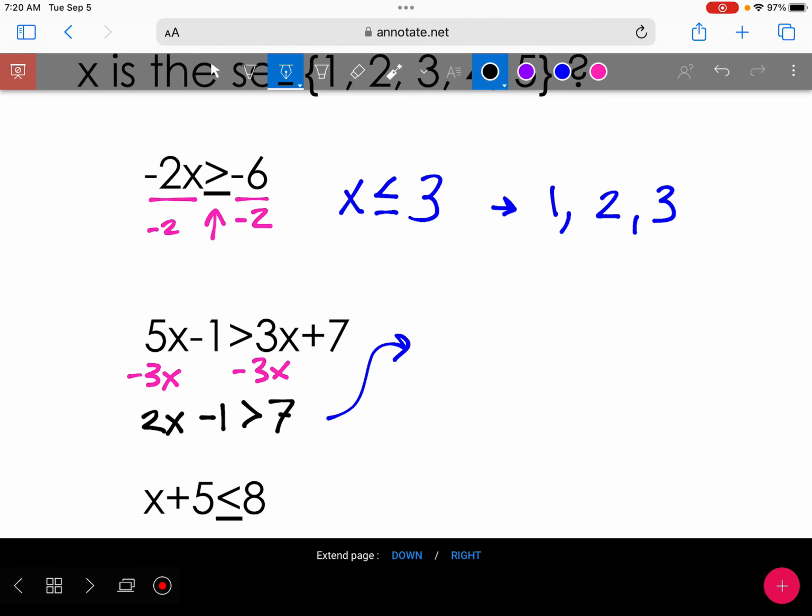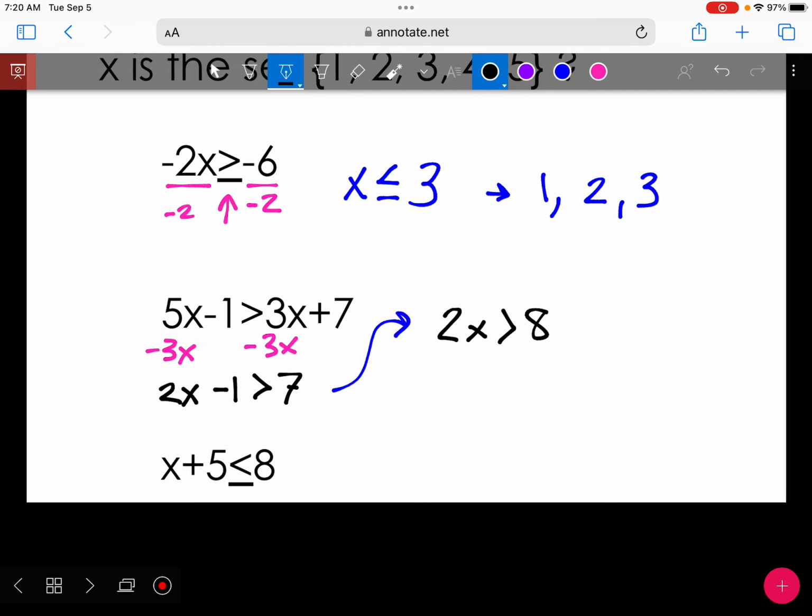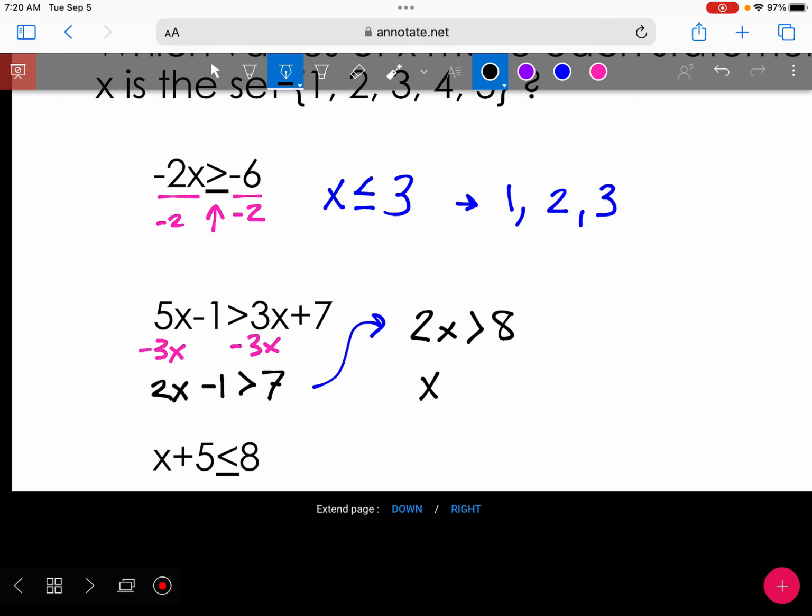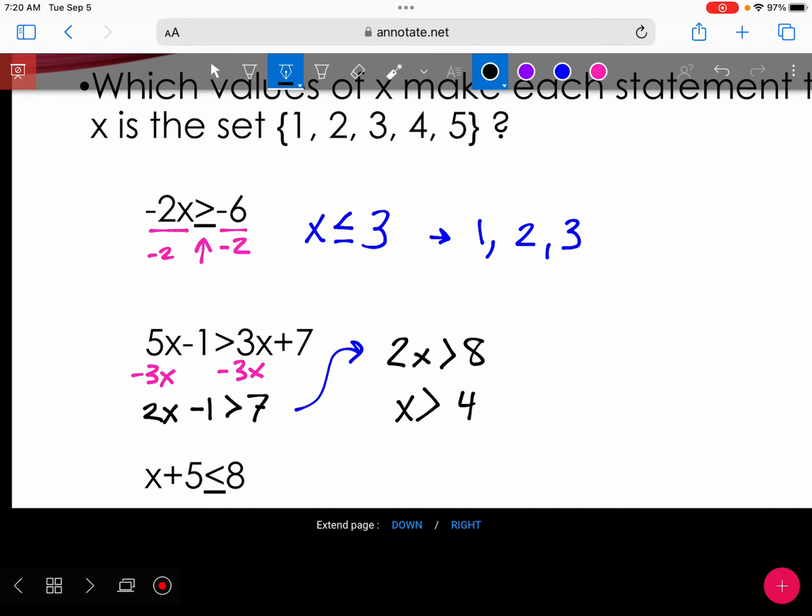If we add 1 to both sides, 2x is greater than 8. So what does x have to be greater than? 4. So of our set of options, what works? 5. Just 5. Only 5. 5 is the solution, because x equals 4 is not an option. It has to be greater than.